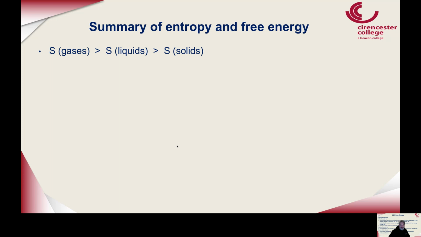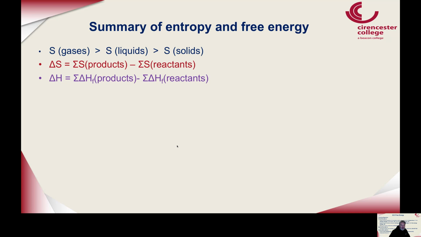It's going to be smaller if you've got a liquid, but it's going to be even smaller if you've got a solid. The entropy of the system is going to be the sum of the entropy of the products minus the sum of the entropy of the reactants. Delta H is the sum of the formations of the products minus the sum of the formation of the reactants. Delta G is delta H minus T delta S.